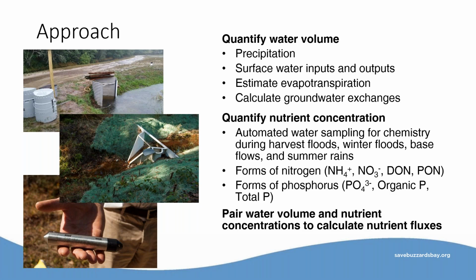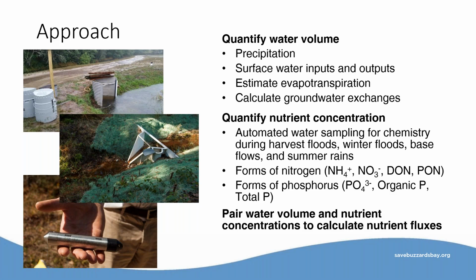We estimated evapotranspiration from the plants, and we calculated the groundwater exchanges by difference. And then for quantifying the nutrient concentrations, we had automated water sampling for chemistry during these different phases of water management or bog management. So during the harvest floods, during the winter floods, during what we call base flows or the interim times, and during summer rains.